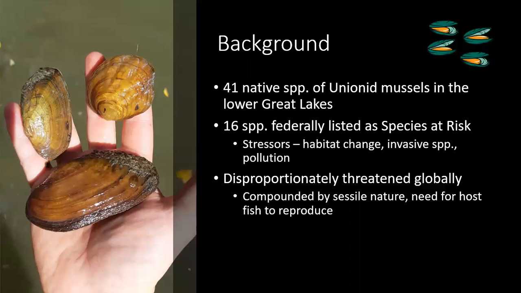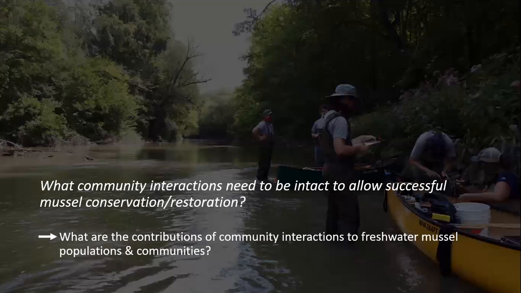I'm looking at freshwater mussels because while they're often thought of collectively, they're actually a diverse species group with many community interactions and are in significant need of conservation action. Within the lower Great Lakes, there are 41 native species of unionid mussel, of which 16 are federally listed as species at risk within Canada, due to stresses such as habitat change, invasive species, and pollution. Unionids are also disproportionately threatened globally, which is compounded by their sessile nature and need for host fish to reproduce.